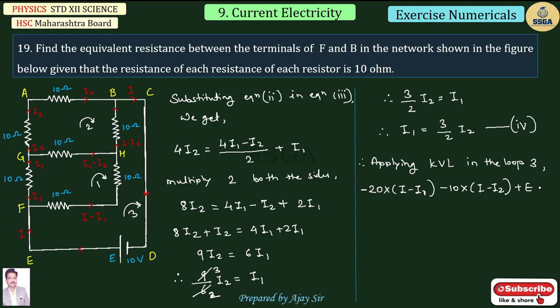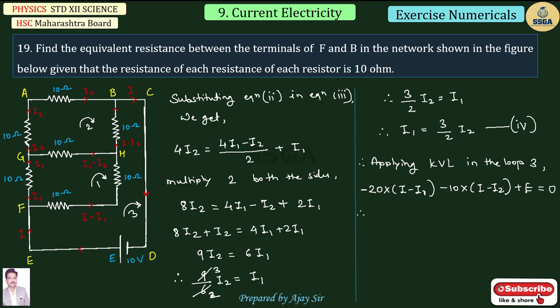So that is 10. So therefore this is equal to 0. Again the same current will come back to this point E. So now let us multiply this inside. So therefore the EMF we consider is 10 volt.